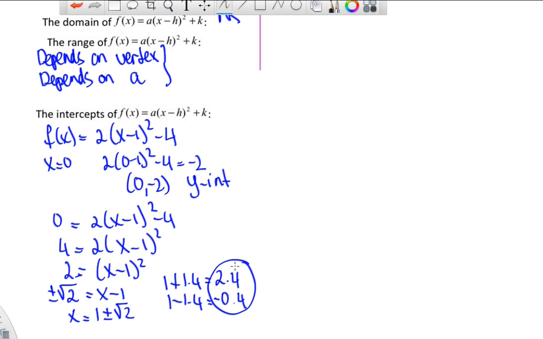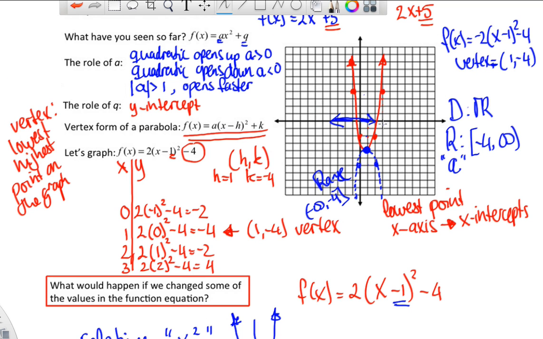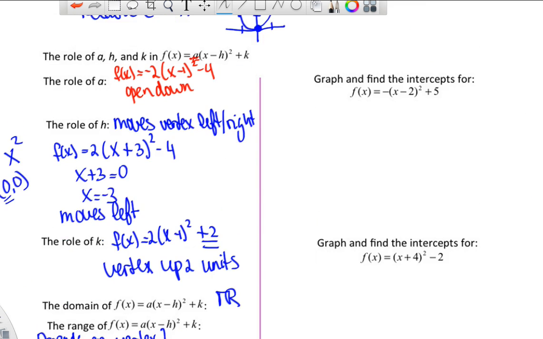So is that consistent with the graph that we had? Do we have one intercept just past 2 and one just between 0 and negative 1? So yeah, I mean, my graph wasn't great, but 2 was here, and so I have it to the right of 2 and to the left of 0. So that's pretty good. Okay.